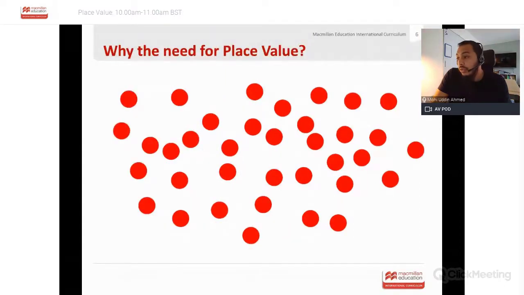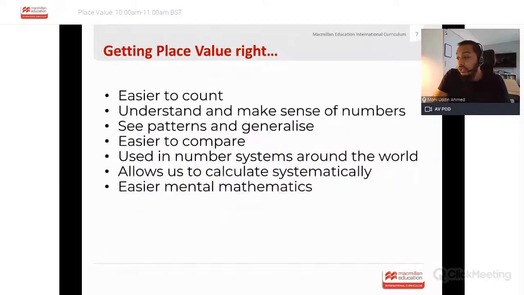Numbers are similar in the sense that abstract numbers, the way we see them, can be like this. If we have lots of ones, 1, 1, 1, 1, 1, 1, 1, 1, up to 36 ones, that would be a nightmare, right? But we want it to be more organized so that it's easier to count, to understand and make sense of numbers. We can see more patterns and start to generalize things with place value. It's easier to compare numbers, as many of us have mentioned, used in number systems around the world.